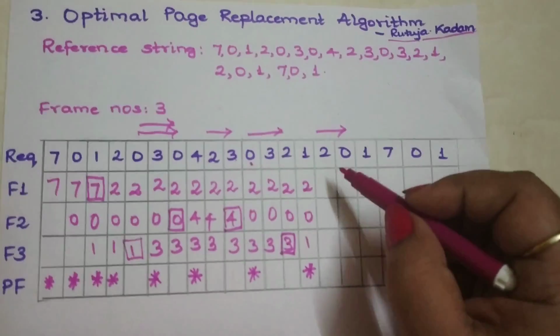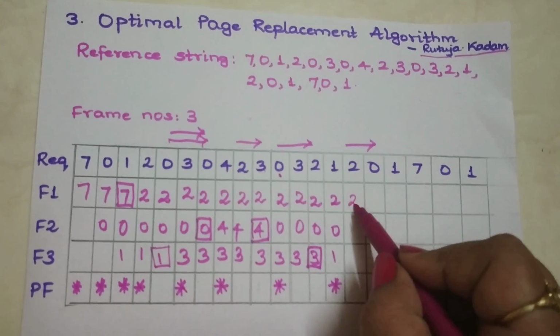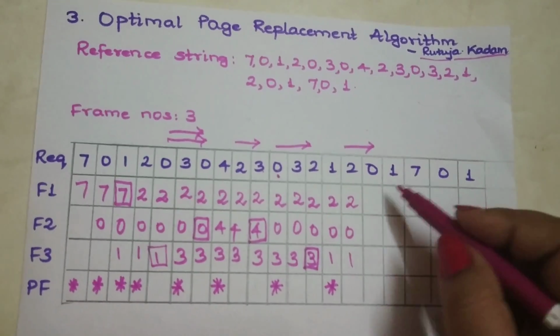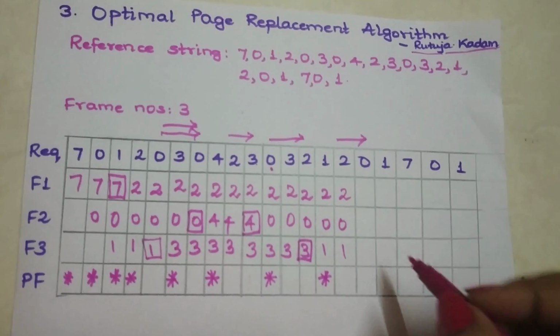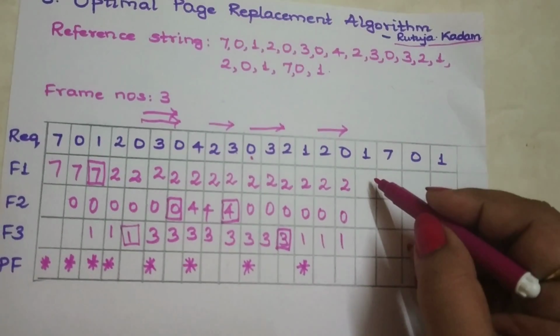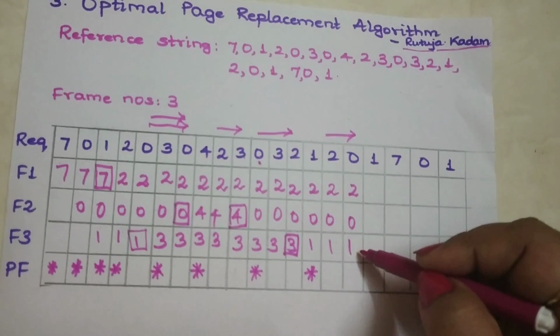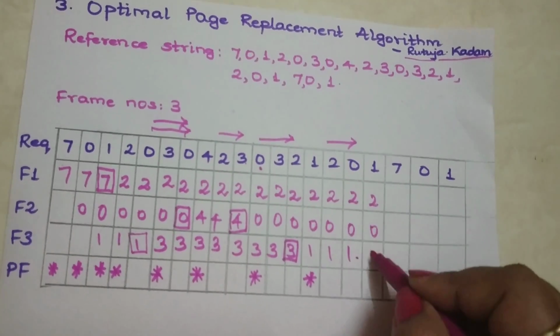Then let us go for the page number 2. 2 is there in page frame, so no page fault. So 2, 0, 1 as it is. Then comes 0. Check the frames. Yes, 0 is there, so no page fault. Write as it is 2, 0, 1. Then comes 1. 1, check the frame contents. 1 is there, yes, so no page faults. Write as it is 2, 0, 1.